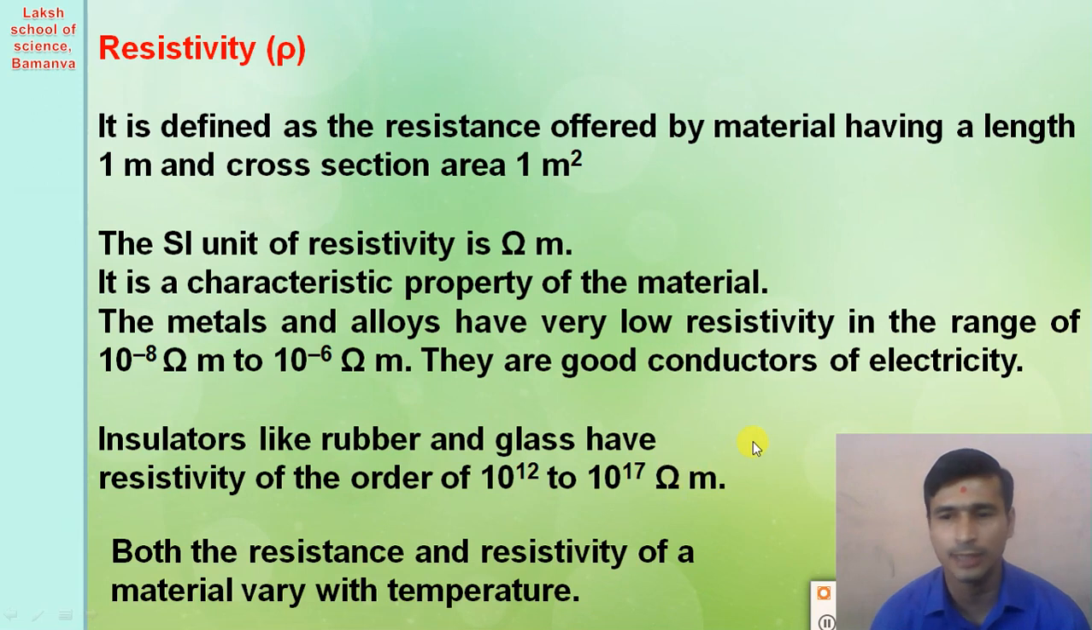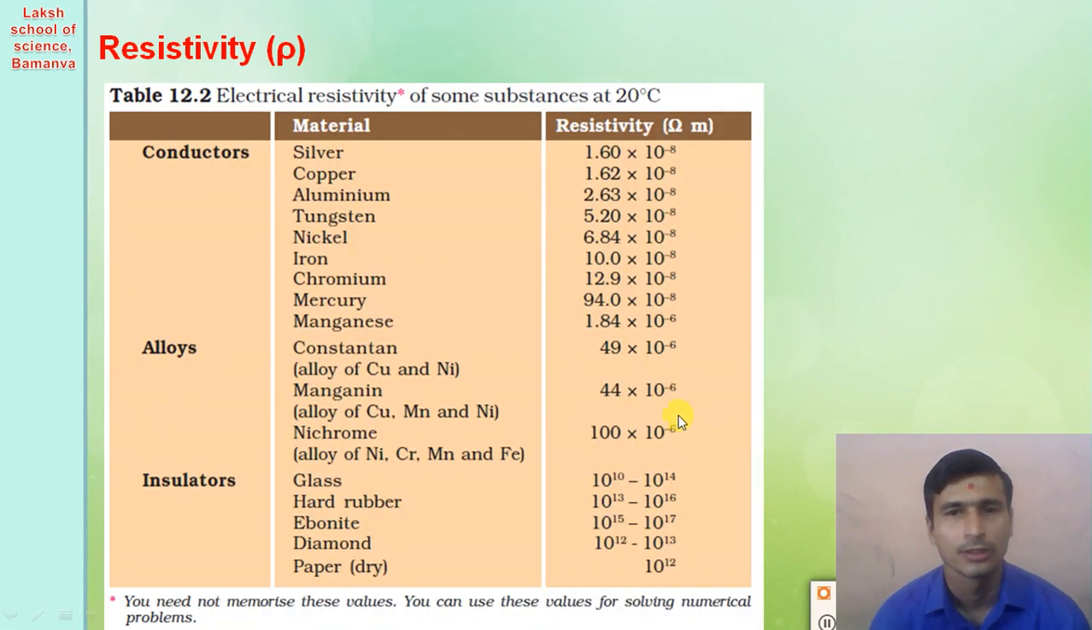So in the textbook, a table is given for the electric resistivity of some materials at 20 degrees Celsius: conductors, alloys and insulators. You know that good conductors of electricity have a low value of resistivity, and compared to the conductors, alloys have a larger value of resistivity. Here you can see, you do not need to remember these values, it is only for information.